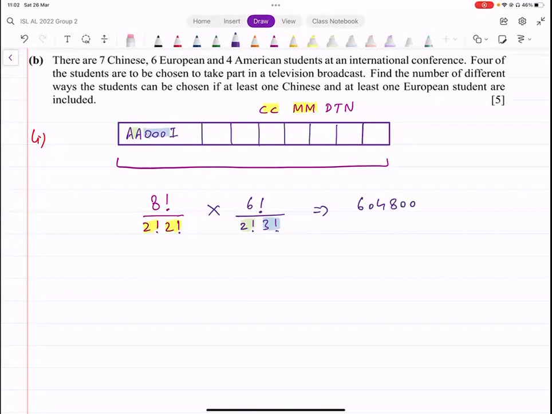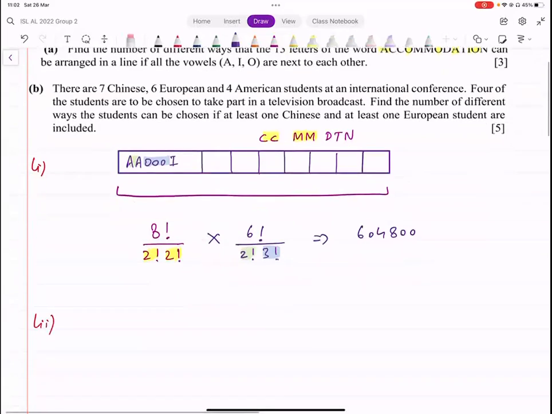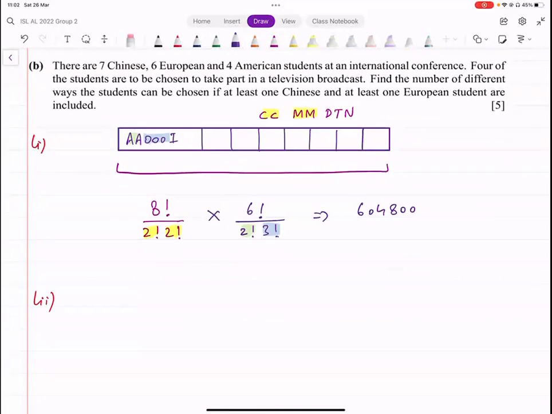800. So that's the result. Now the second part says there are 7 Chinese, 6 European, and 4 American students at an international conference. 4 of the students are to be chosen to take part in a television broadcast. So it's unrelated to the first part actually.